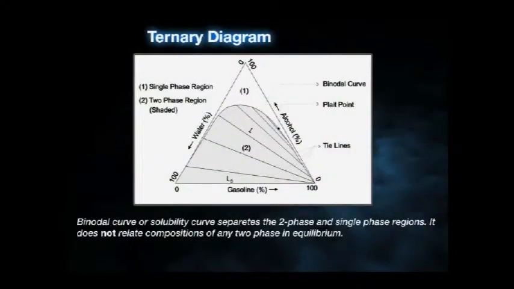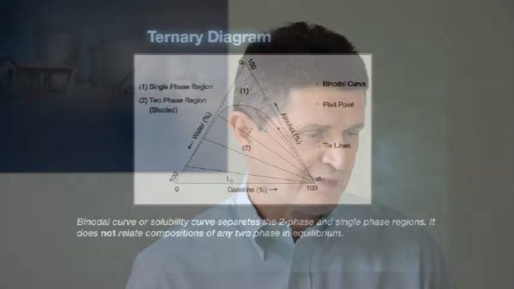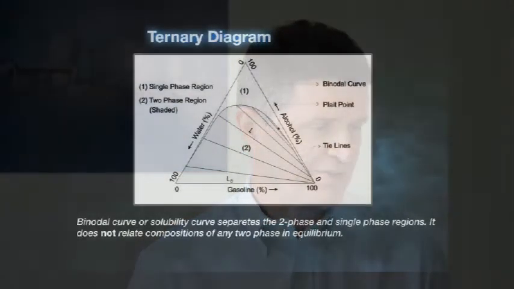Third lecture, or second day. I'm going to show you again the ternary diagram, now with more details. The binodal curve separates the two-phase region from the single-phase region. We have a plait point. That's this point here, right?